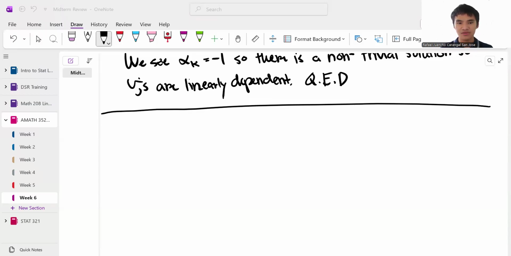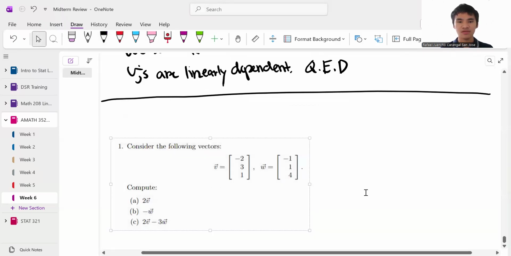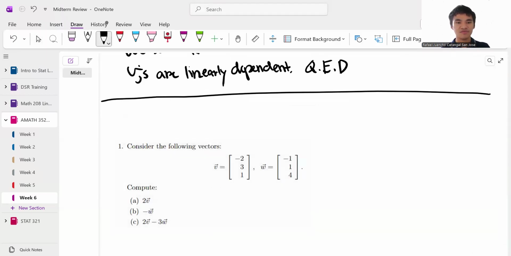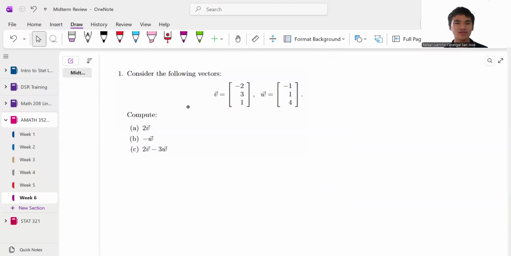Right. Let me go through number 1. So number 1's pretty basic, I would say. At least for me, I think this one's personally easy. We can just go through it quickly. Okay. This is more of a homework 0 review. So consider the following vectors. So we have V and W. Surprisingly, they put it in physics notation. And we're being asked to compute the following A, B, C, right?